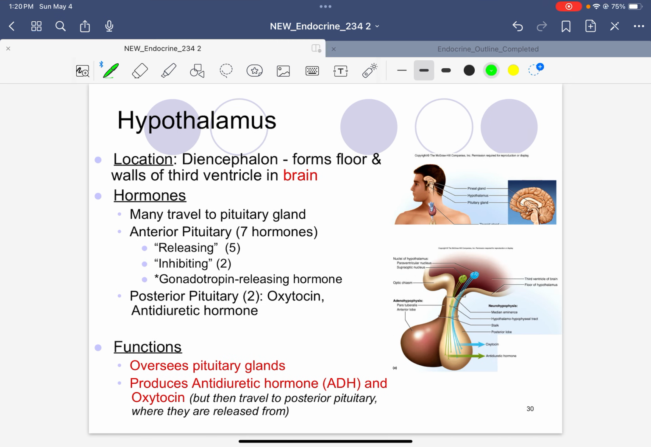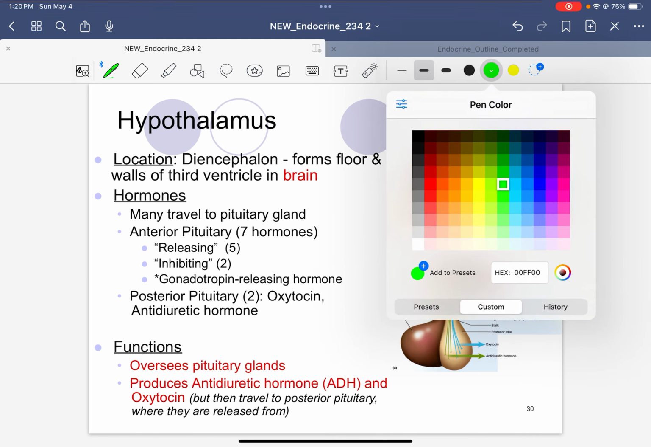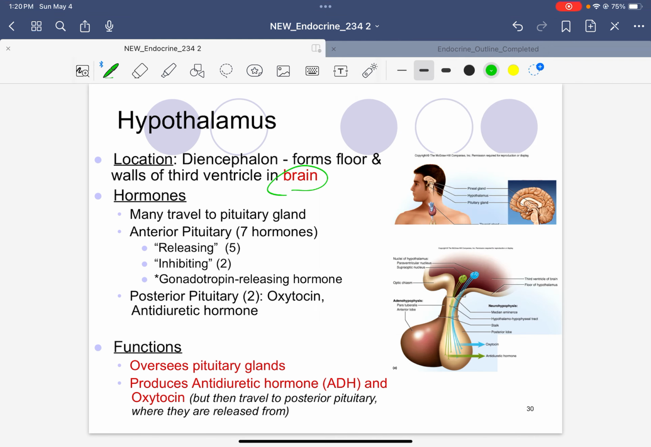The hypothalamus, it is in the brain. What does it do? The hypothalamus oversees the pituitary gland. This is the hypothalamus up here. We've zoomed in right here in the middle of the brain. Can you see that?